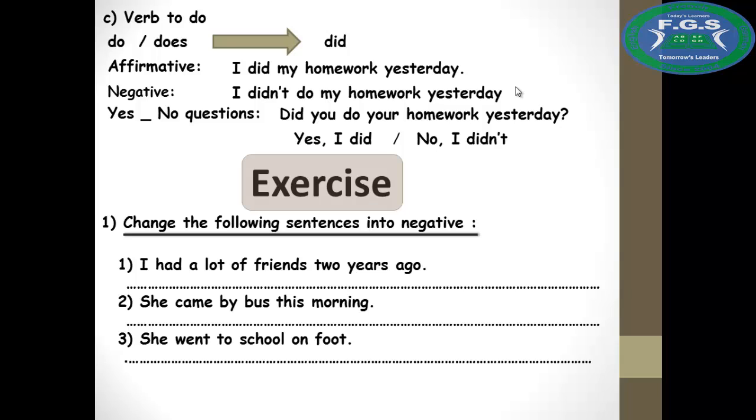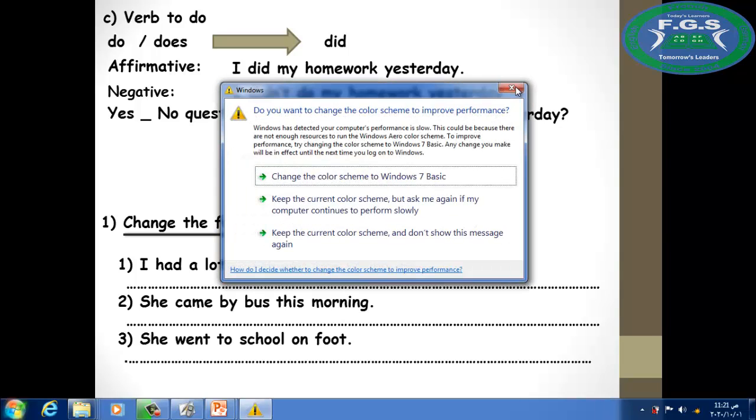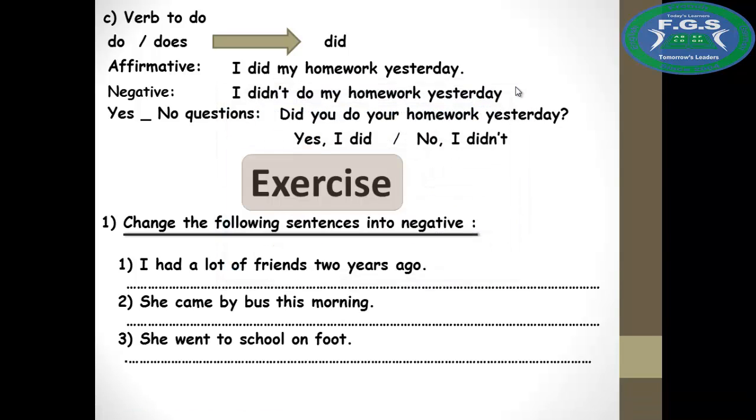We have do or does in the present, and in the past it will be did. So, in affirmative, we can say, I did my homework yesterday. In negative, we can say, I didn't do my homework yesterday. For yes or no questions, we can say, did you do your homework yesterday? When you answer, you can say, yes, I did, or no, I didn't.